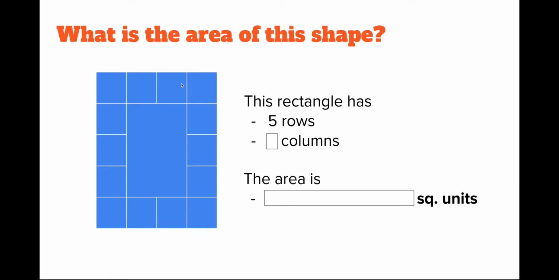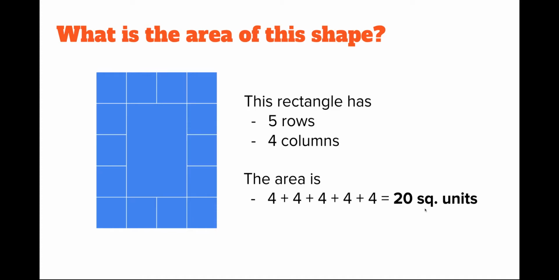1, 2, 3, 4. And it looks like I'm counting across a row, but I'm really counting this first one for the entire column going down. So it's 4 columns. That means I have 5 groups of 4. I have to add 4 5 times. So it's 4 plus 4 is 8, plus 4 is 12, plus 4 is 16, plus 4 more is 20.